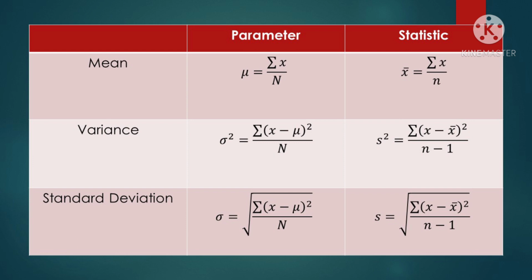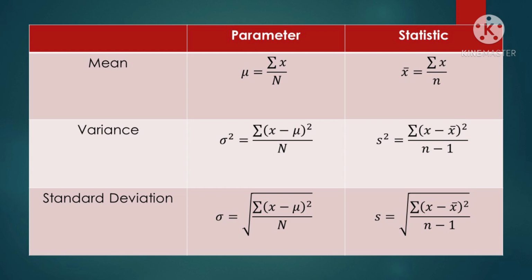And to solve for the variance, we have sigma squared is equal to the summation of quantity x minus mu squared over the capital letter N size. And for the standard deviation, just simply get the square root of our variance. Okay, so that is for the parameter or for the population.